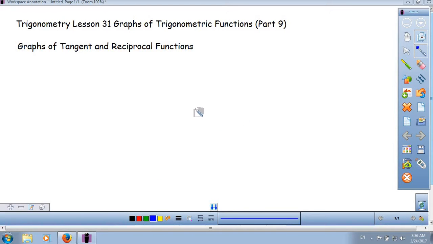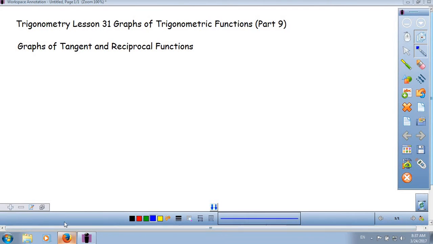So we have talked about all the sine and cosine graphs, the sinusoidal graphs. Today we're moving on to the graphs of tangent and the rest of the reciprocal functions, if we can get to all that. But let's go ahead and start with the graph of tangent.